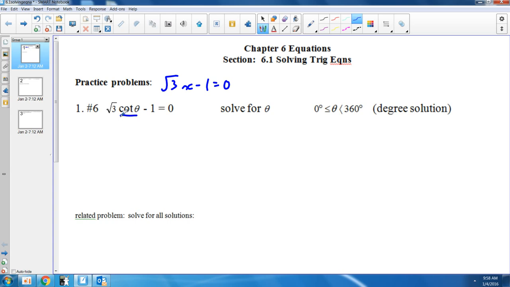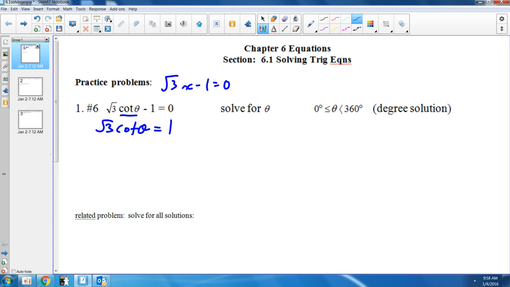So if you want to replace an x for the cotangent theta, because it looks simpler or easier to follow, you can do that as an approach. But let's go ahead and look at the cotangent theta and solve for it. So you're going to have radical 3 cotangent theta equals positive 1. Do one step at a time on these.